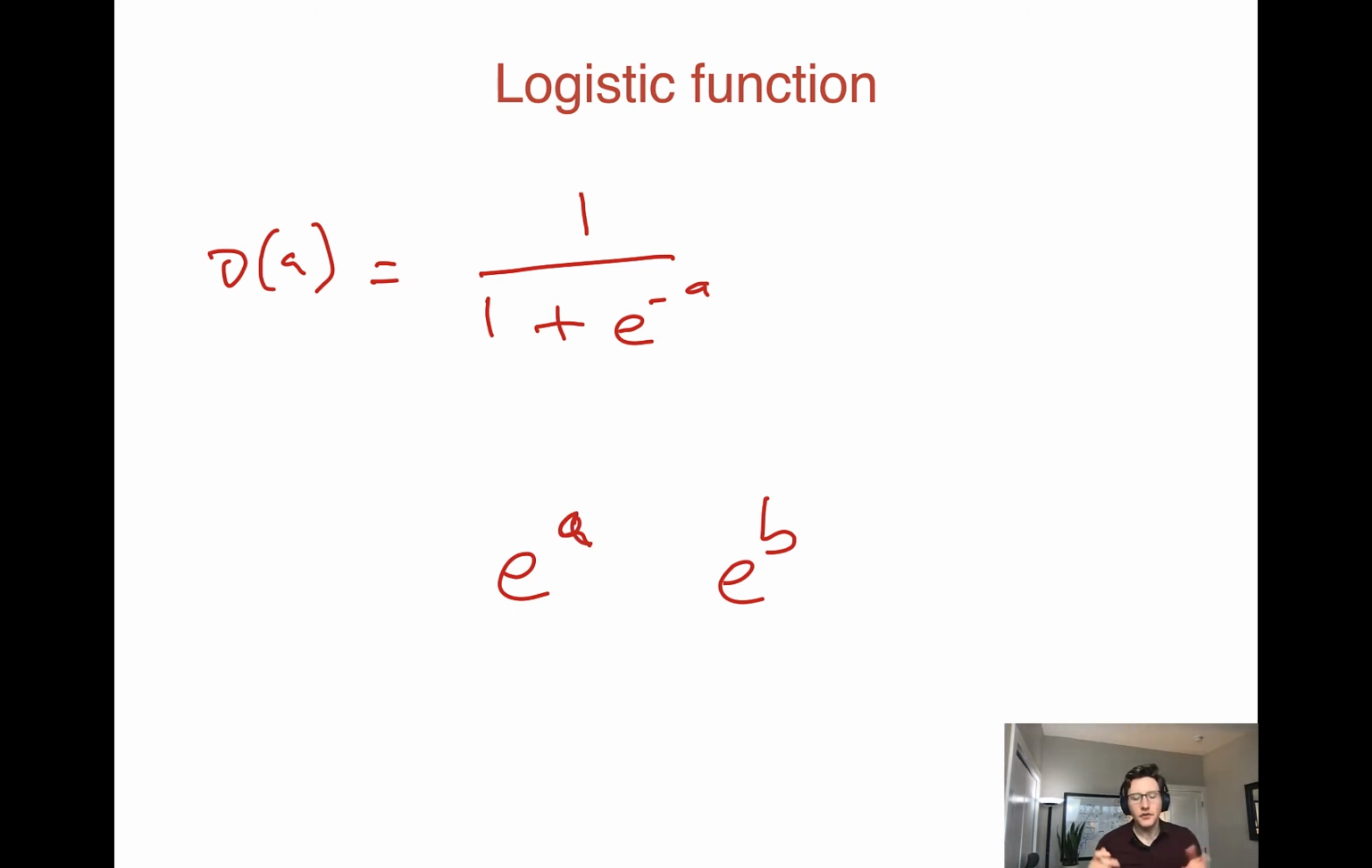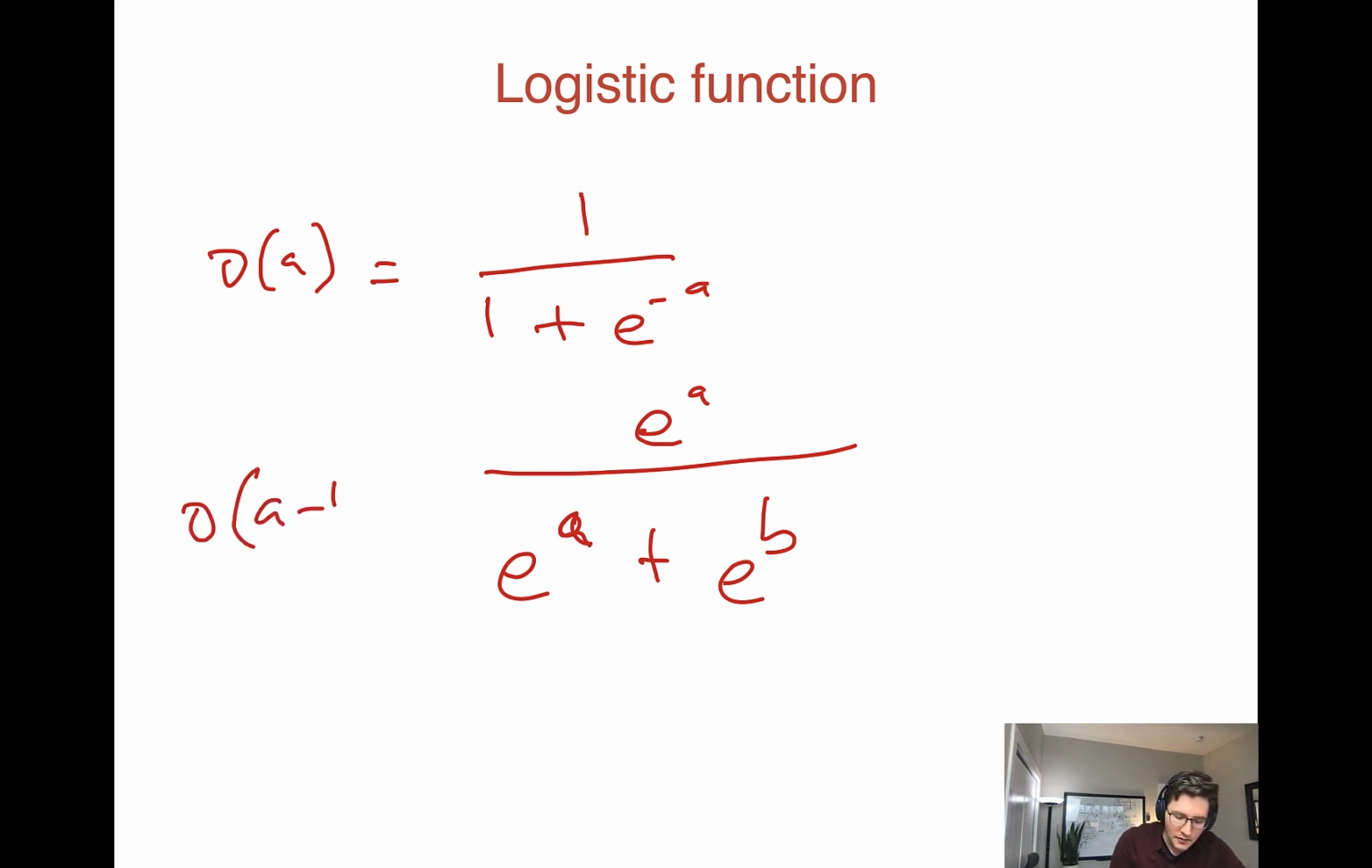So now we have these two options with probability e to the a and e to the b. But of course, these probably don't add up to 1. So to normalize it, if we want the probability of a, that's e to the a divided by, you take those two things and you sum them up. And in fact, what I just wrote here is just another way of writing the logistic function. Specifically, this is the logistic function of a minus b.